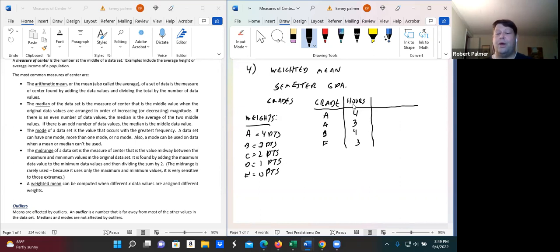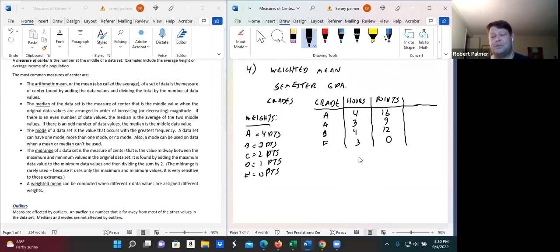Okay, so the way the GPA works, what we do is determine our points for each one of these classes. So we have 4 hours of an A, so that's going to be 4 times 4, which is 16. 3 hours with an A, so that's going to be 3 times 4 is 12. 4 hours with a B, so 4 times 3 is 12. And then finally an F. An F is 0 points, so 3 times 0 is just going to be 0.